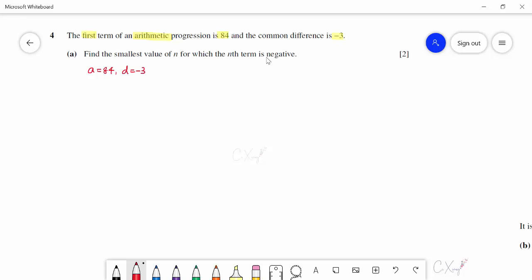If I write it out in symbol form, it should be Tn, the nth term, smaller than 0, right? Because they want it to be negative. So Tn is smaller than 0. What is the formula for Tn? For Tn, it should be a plus (n minus 1)d. It will be 84 plus (n minus 1), and d is -3, which is smaller than 0. So you expand everything here.